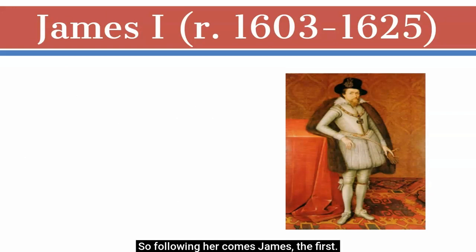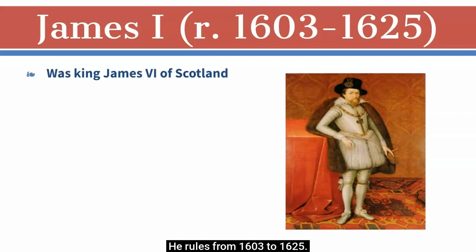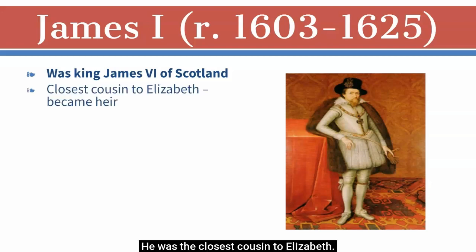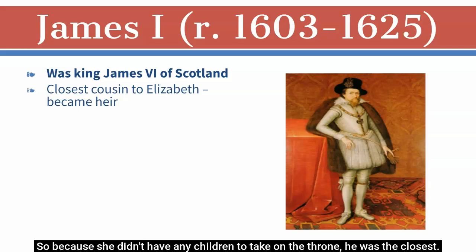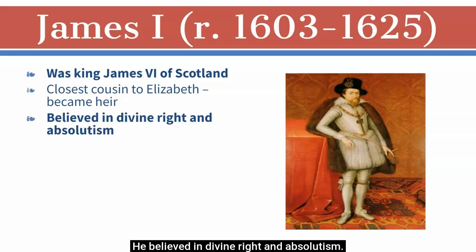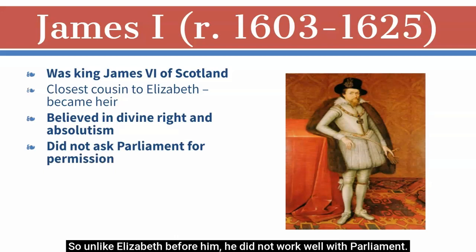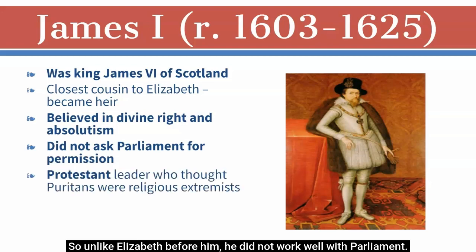So following her comes James I. He rules from 1603 to 1625. He was King James VI of Scotland before he became James I of England. He was the closest cousin to Elizabeth, so because she didn't have any children to take on the throne, he was the closest. He believed in divine right and absolutism. He did not ask Parliament for permission, so unlike Elizabeth before him, he did not work well with Parliament.